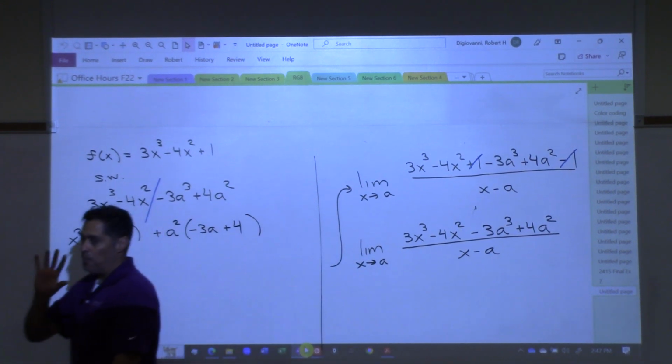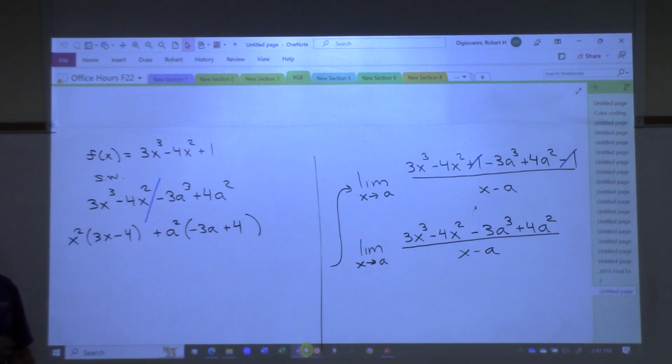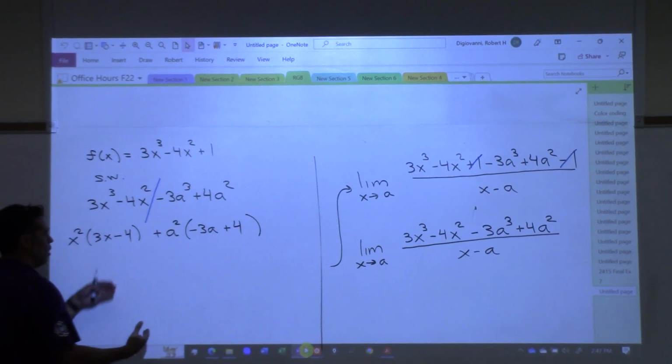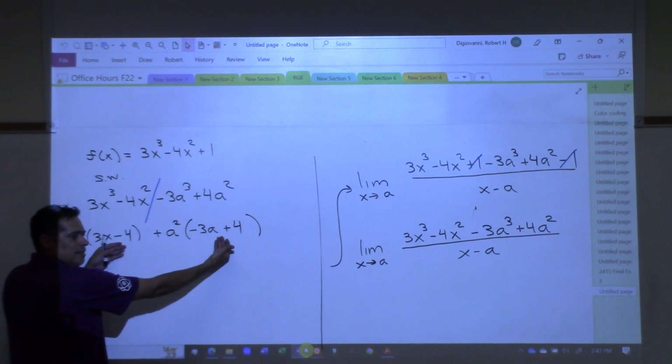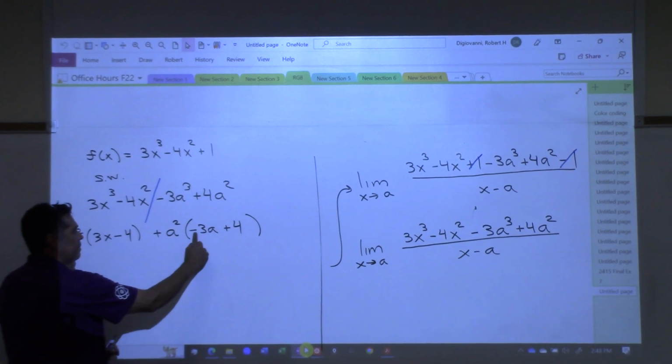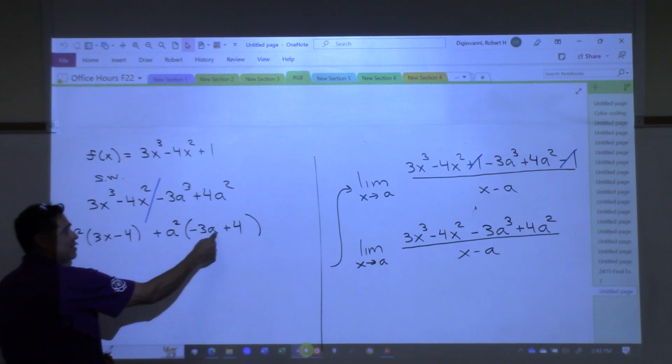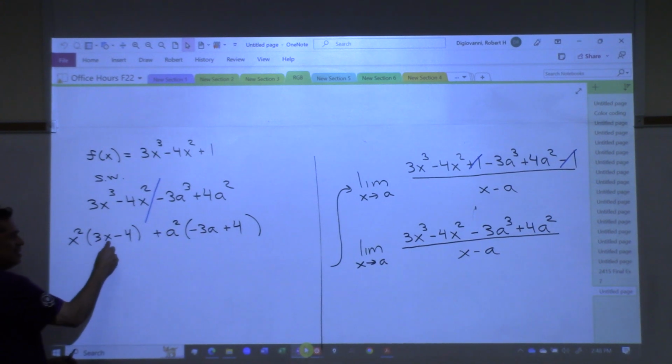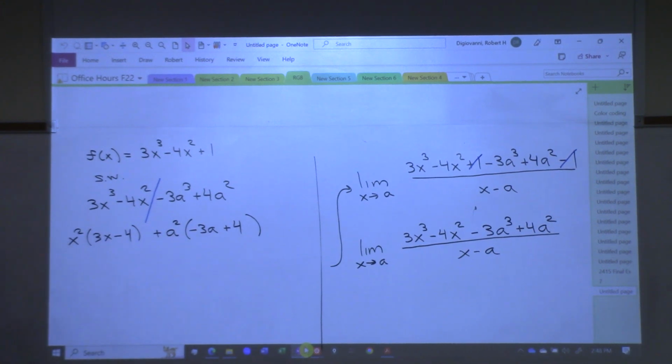And we have multiple issues why this is not going to work. For grouping to work, this has to match this. They have to be exactly the same. Now, you could pull a negative out, couldn't you? And that would make that positive and minus, which would match here. But see, this is x and that's a. They have to be exactly the same. So grouping fails if I do it this way. Y'all see that?